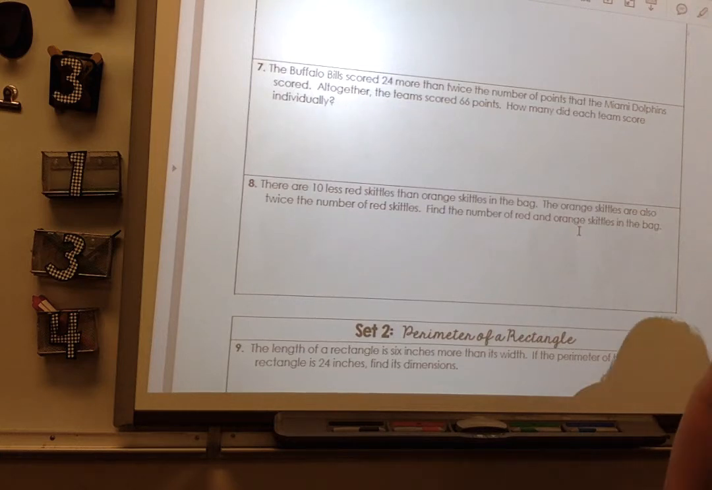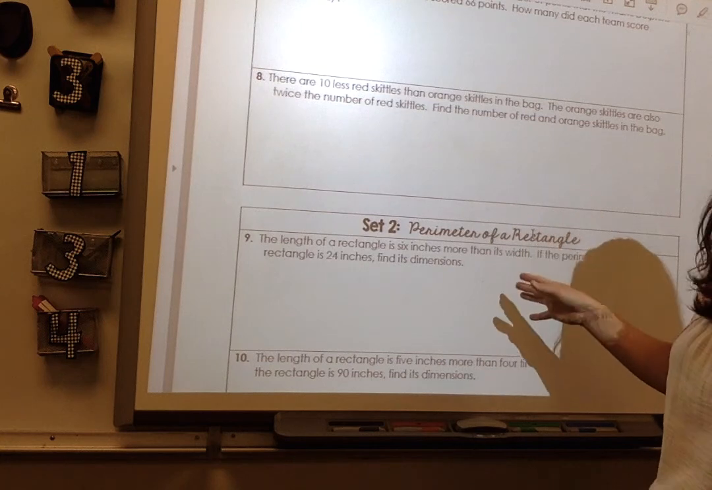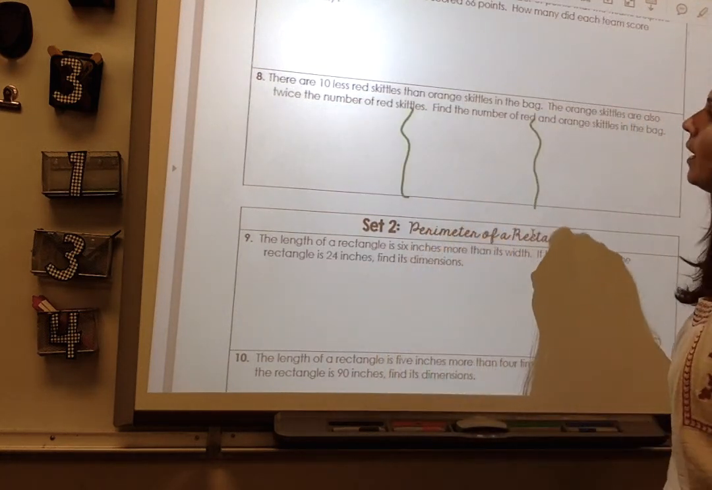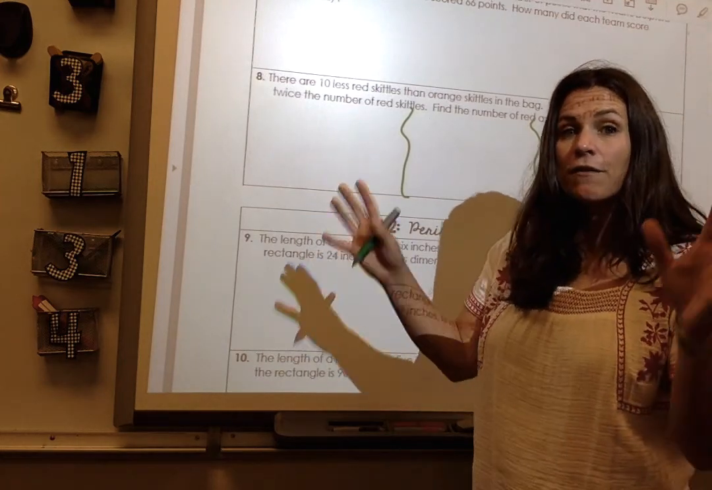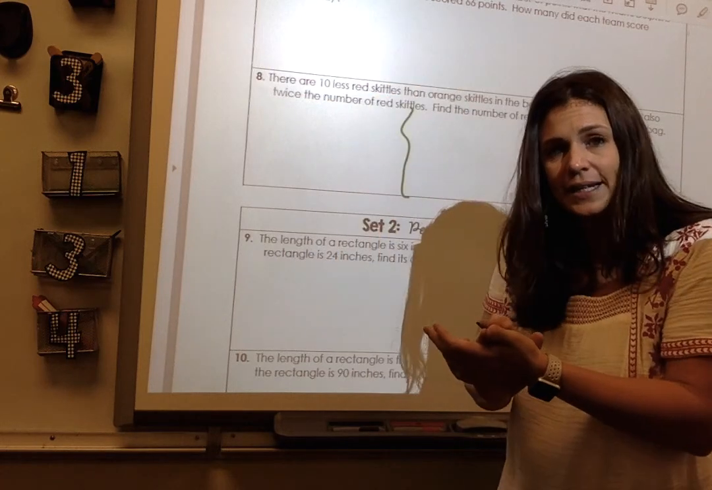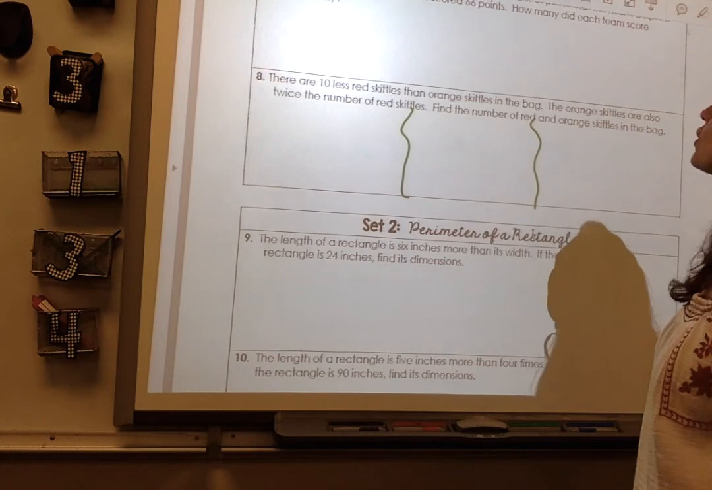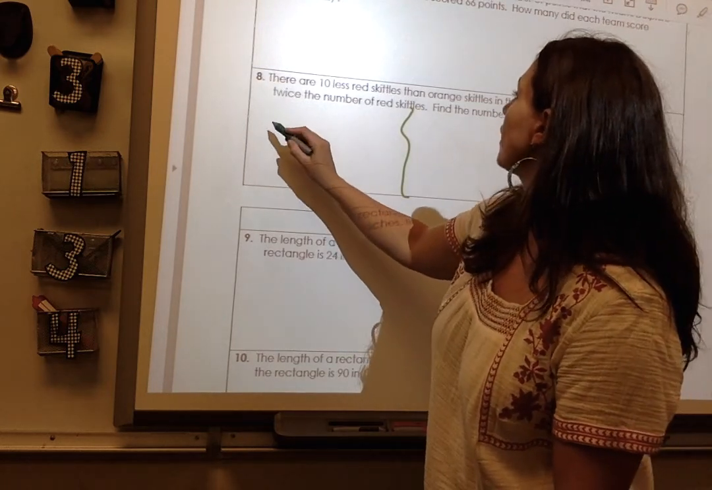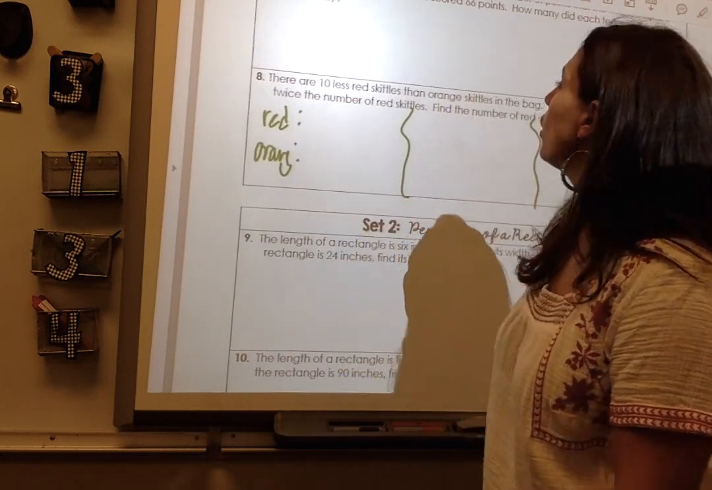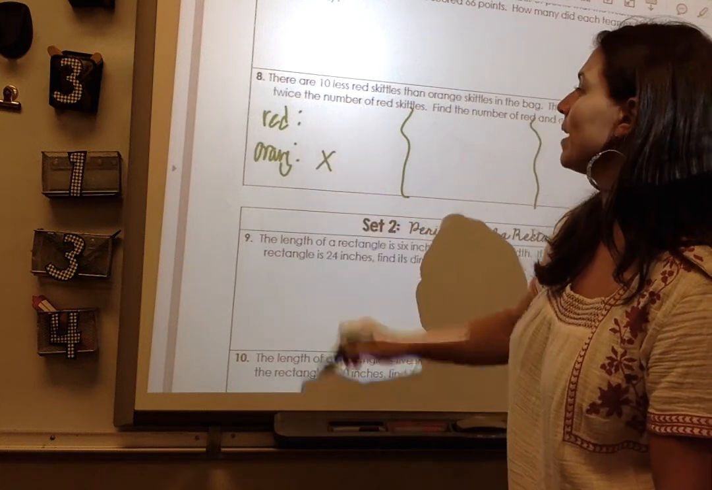All right, so let's go. Number 8 sometimes gets tricky with the students, so I do want to go over number 8 with you. And we're going to set them up. Now, defining the variable is so incredibly important because once you define the variable, it is set. You don't change with it. So it says there are 10 less red Skittles and orange Skittles in the bag. So I've got red Skittles and I've got orange Skittles. Which one's not being talked about? Orange Skittles. So orange is going to be X.